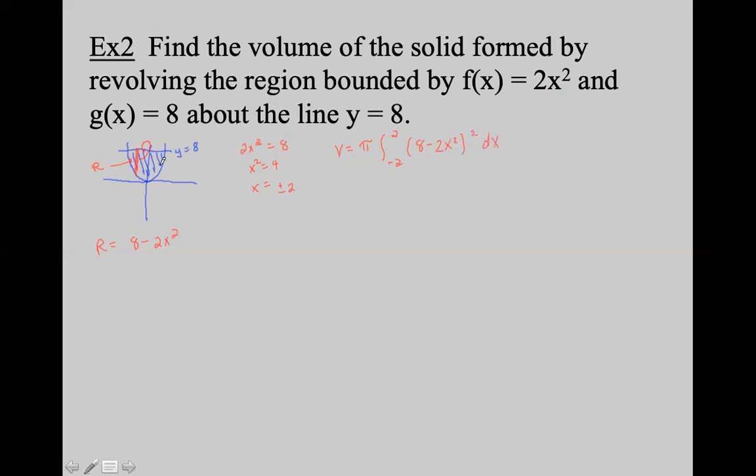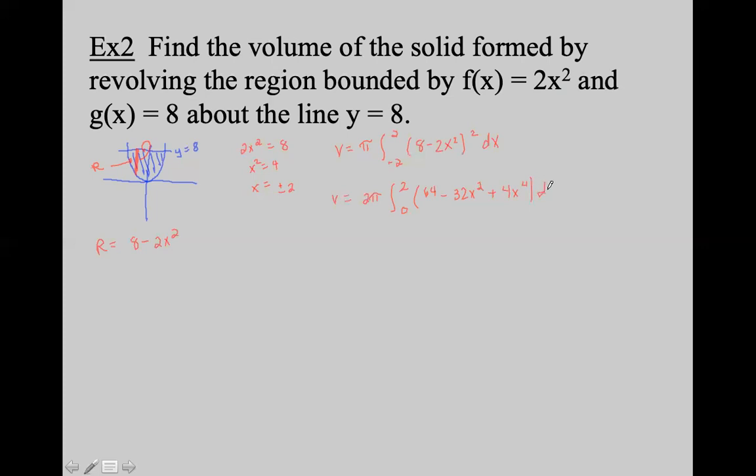Again, you may have noticed that this is also an even function. It's symmetric about the y-axis. So instead of doing my limits of integration from -2 to 2, I can multiply by 2 on the outside and just make it from 0 to 2. I'm going to go ahead and multiply all of this inside part out at this point. So 8 squared is 64. 8 times 2 is 16. 16 and 16 would be 32x squared plus 4x to the 4th.